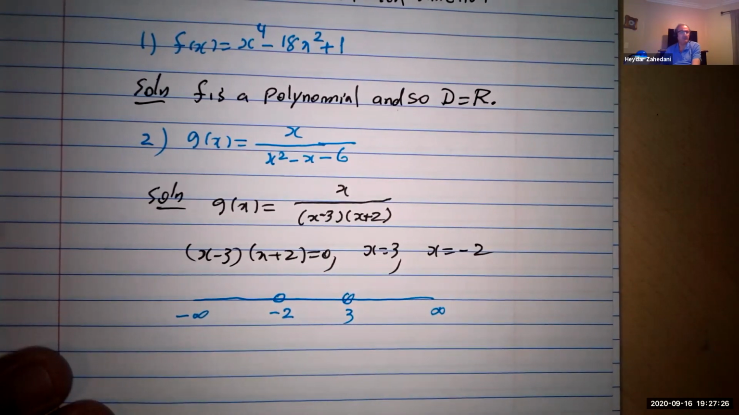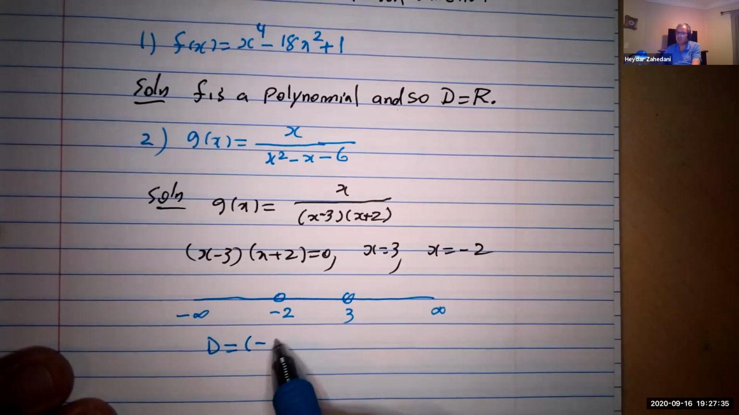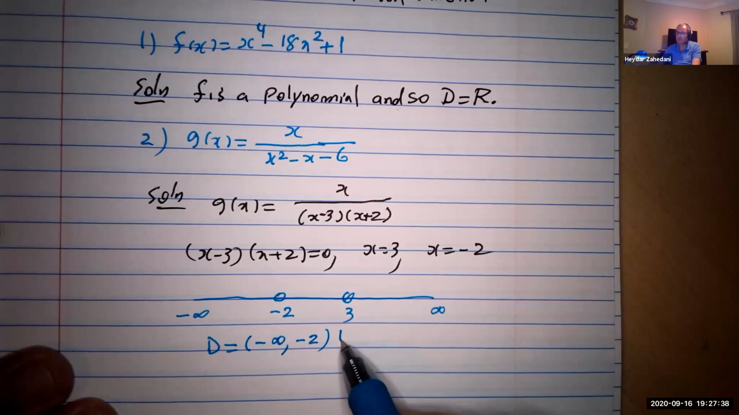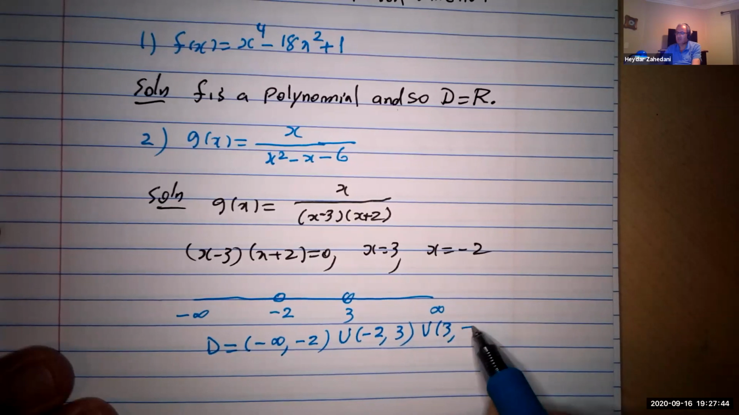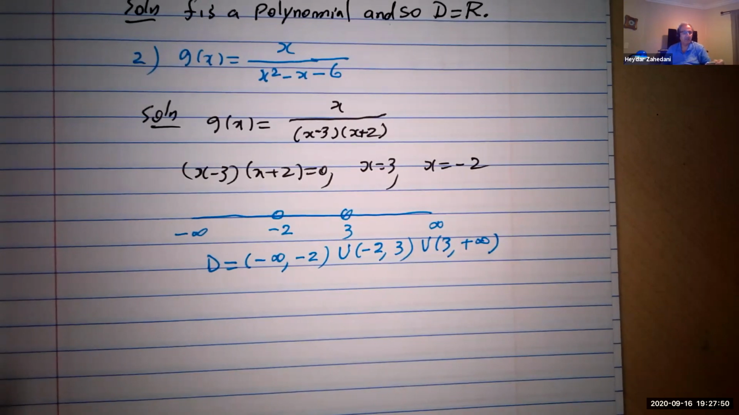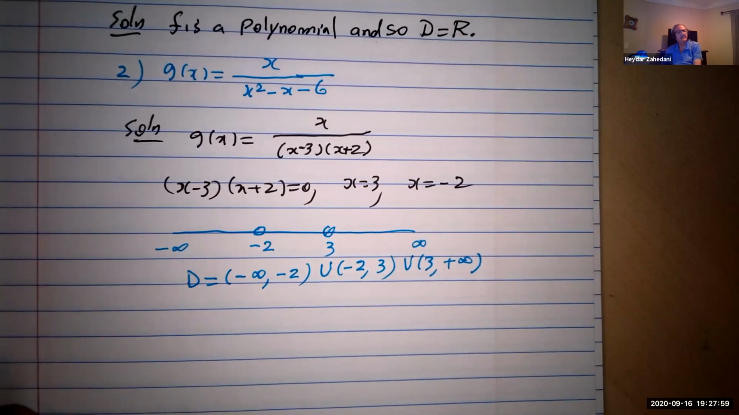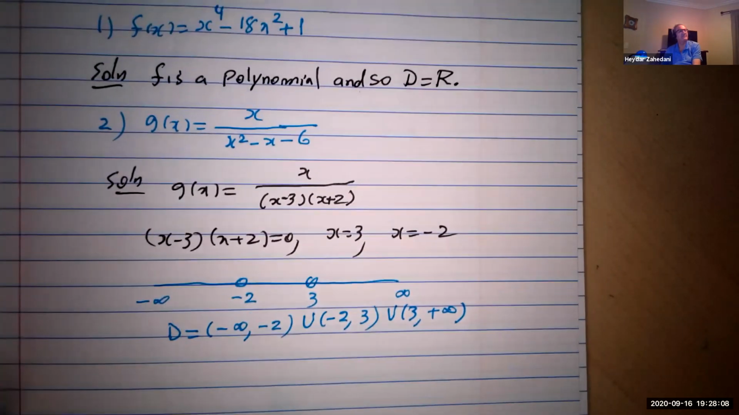But we need interval notation. So the domain is 1, 2, 3 regions, 3 portions. This region in interval notation is negative infinity to negative 2, union with negative 2 to 3, union with 3 to positive infinity. So that gives you the domain of your function. Okay, any question? So this is going to be the case. Rational function, red flag. What's the red flag? The denominator cannot be zero. So exclude those numbers.